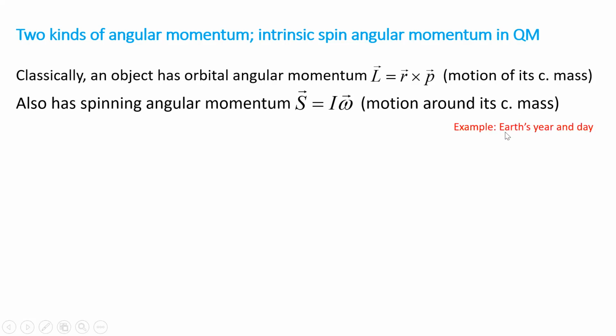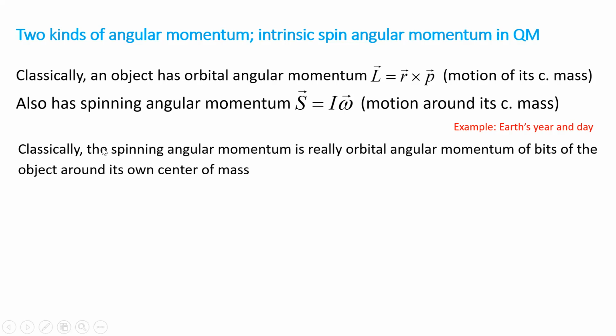Okay, so as an example, think about the Earth's year, which has to do with its orbital angular momentum around the sun. So the center of mass of the Earth revolves around the sun, and that gives us the year. On the other hand, the Earth's day comes from the spinning of the Earth around its own center of mass, that is its own axis, and that spinning gives us the daily cycle. So you can see that there's two types of angular momentum for the Earth, which is a classical sized object.